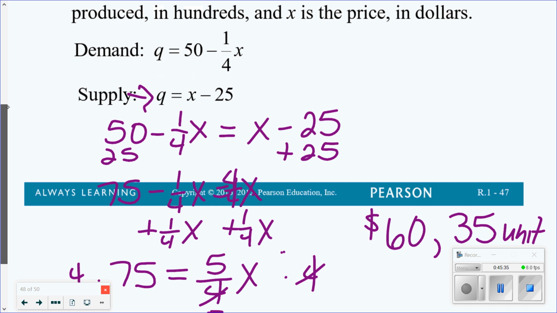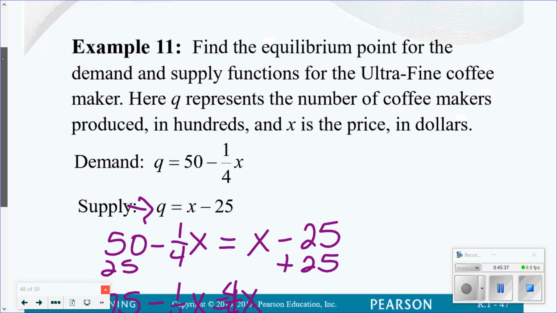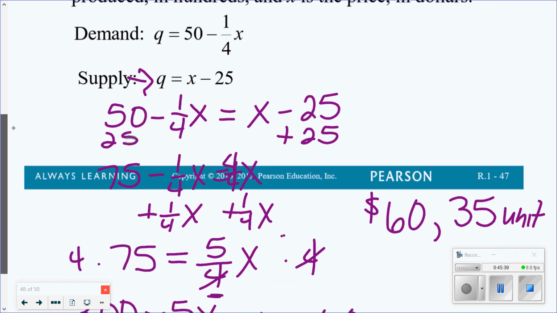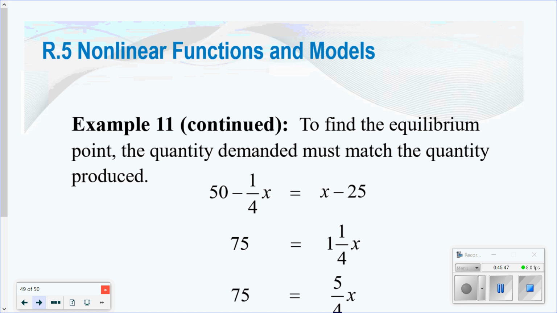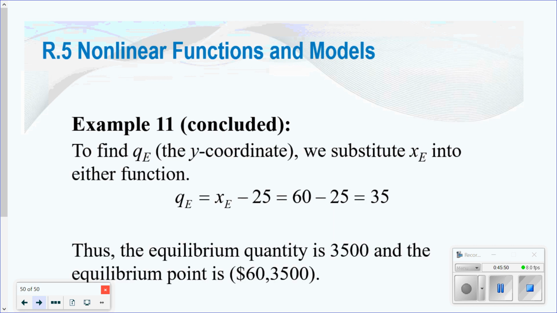I forgot what they are. Are they bags of coffee? Ultrafine coffee makers. So 35 coffee makers at $60 a coffee maker. Okay, we already did that. And that, oh, I guess it was in hundreds of coffee makers, so 3,500 coffee makers.